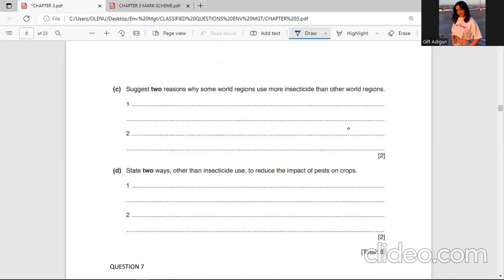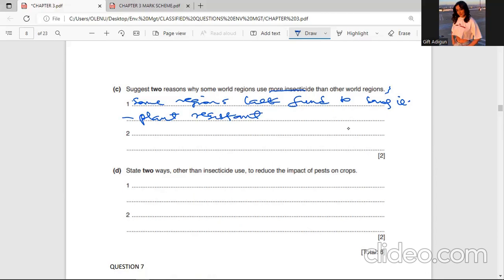Now, they say suggest 2 reasons why some regions use more insecticide than other world regions. So why do some places use it more while others don't? So possibly some regions lack. Now, another reason why you will not use it is possibly because your plant has resistant insects, so you don't need insecticide.